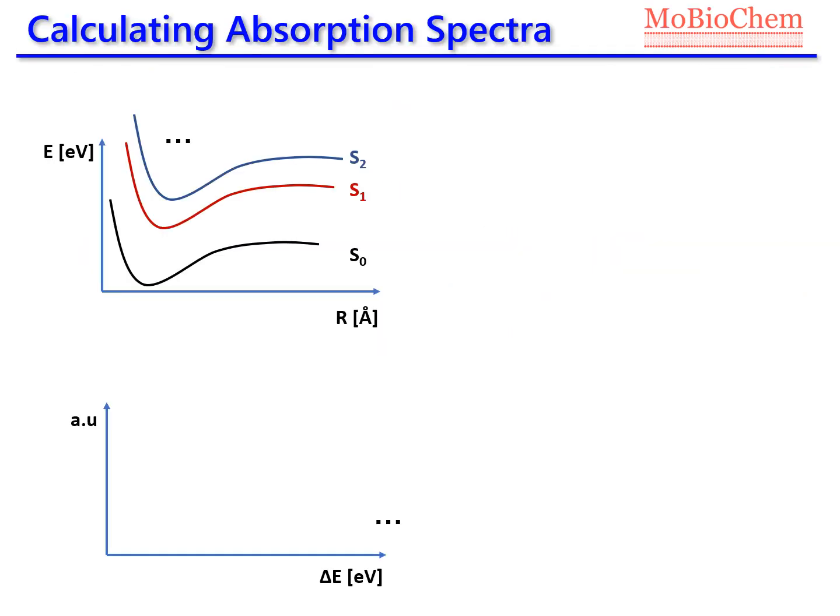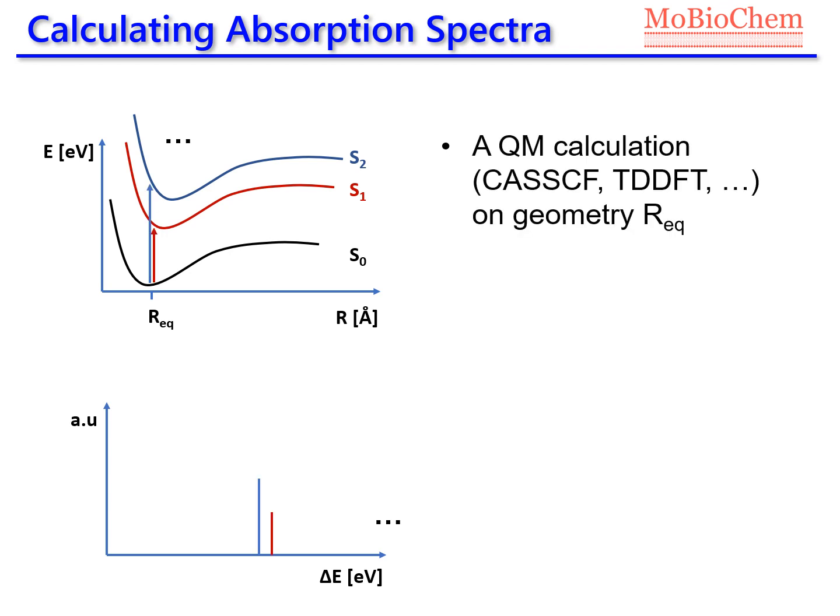So if we wanted to perform, say, the simulation of the absorption spectrum of a molecule, well, the first thing we would do is to take the equilibrium geometry of the molecule and then perform a quantum mechanical calculation on top of it. However, in real life, molecules undergo vibrational motion, and so we would need to take into account this motion.